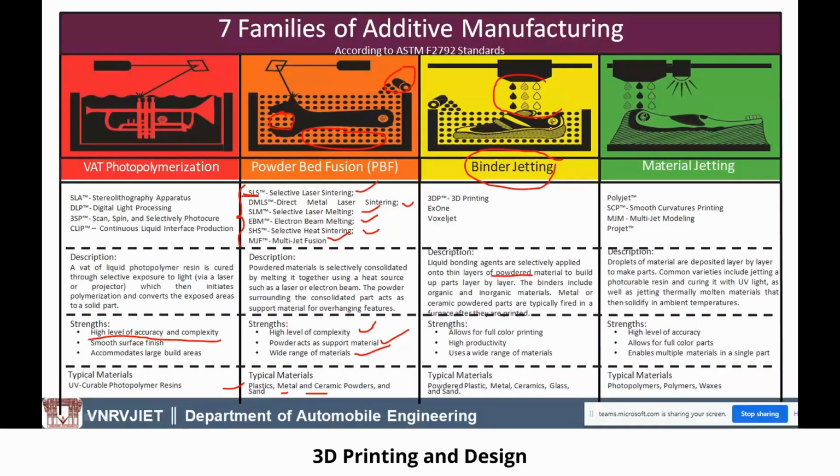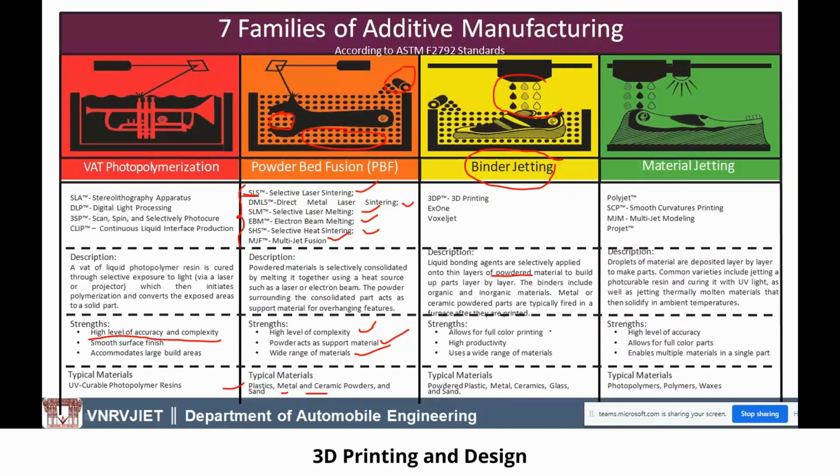We are depositing binders onto the powder layers, and wherever the binder is deposited, that area will be solidified, and the next layer of powder will be spread onto the previous layer. Like that, wherever you require, only in those areas the binder material will be deposited and solidified, and it will be produced in the form of three-dimensional components. So here it allows full color printing.